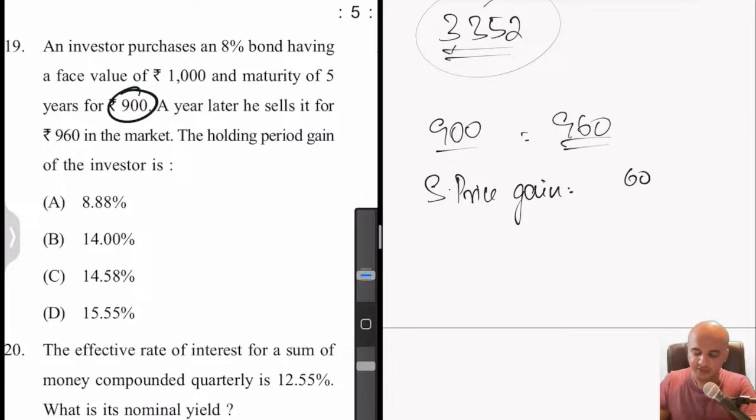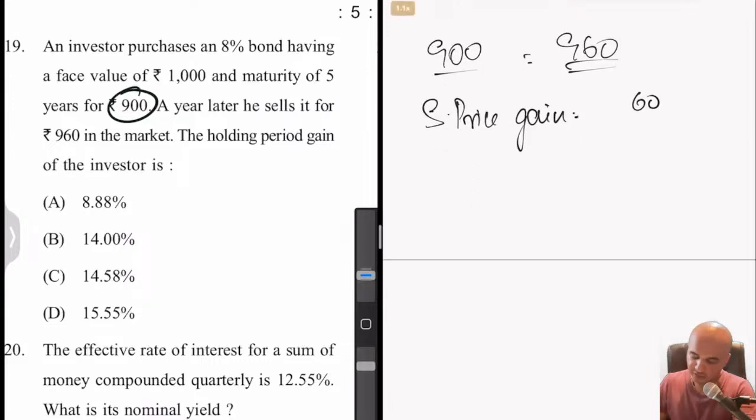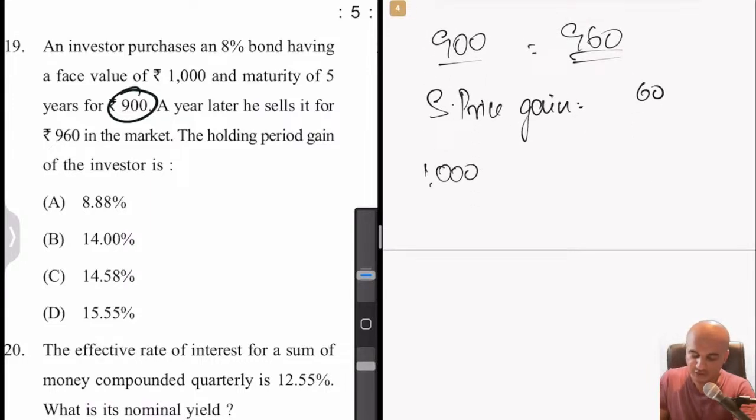which is 60 rupees. And on top of that, they also say it's a bond having an interest rate of 8%. So now what is the face value? Bond interest rate is always given on the face value. The face value in this case is 1,000 rupees. On 1,000 rupees, if you give 8% interest, you will get how much?